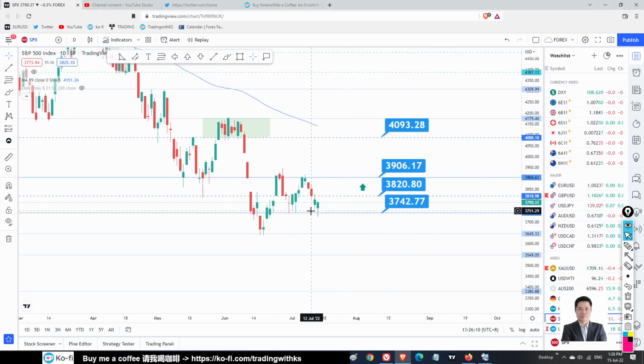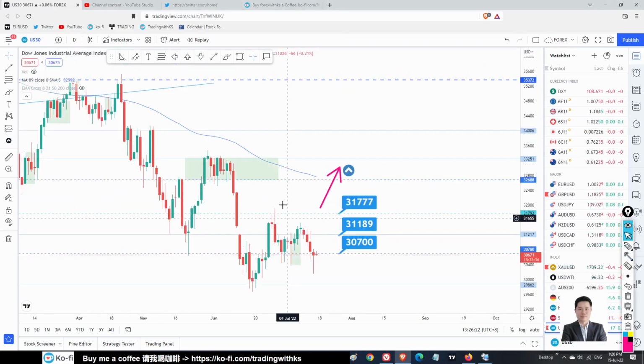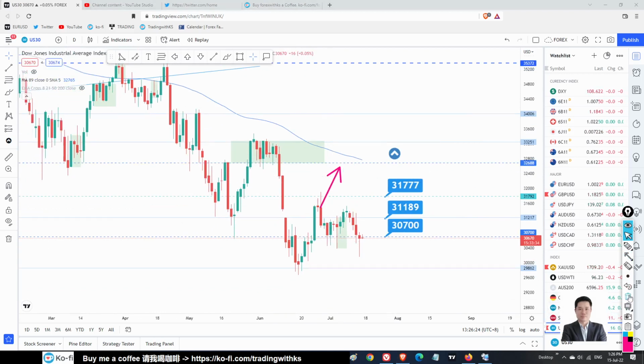3742 S&P. S&P also, we got a pin bar over here, a tail bar, a pin bar, so there is a possible rebound. So if you're looking for a strong USD and a weak market, I am thinking the other way around. I think there will be a strong rebound on the stock market and a drop on the USD tonight. We'll see. I'm not saying that I must be correct, but I have a hunch that it could happen tonight. You see, Dow Jones, we got a pin bar over here, so there is a possibility of a rebound tonight.